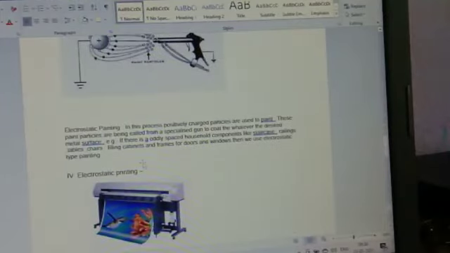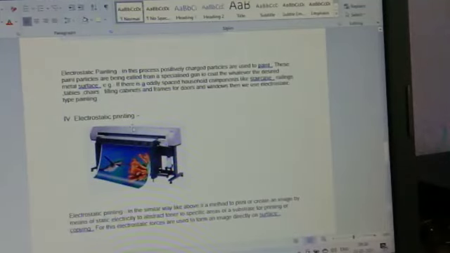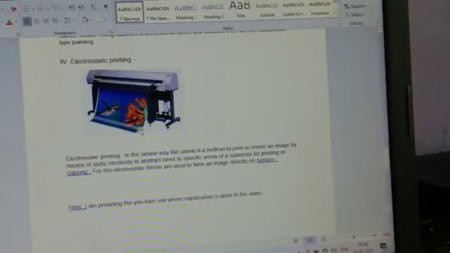And the fourth point is electrostatic printing. So what is electrostatic printing?